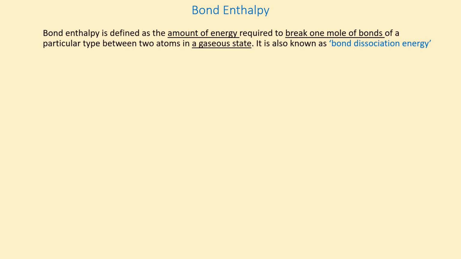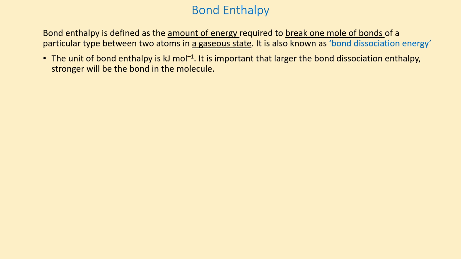Bond enthalpy. Bond enthalpy is defined as the amount of energy required to break 1 mole of bonds of a particular type between two atoms in a gaseous state. It is also known as bond dissociation energy. The unit of bond enthalpy is kilojoules per mole. It is important that the larger the bond dissociation enthalpy, the stronger will be the bond in the molecule.